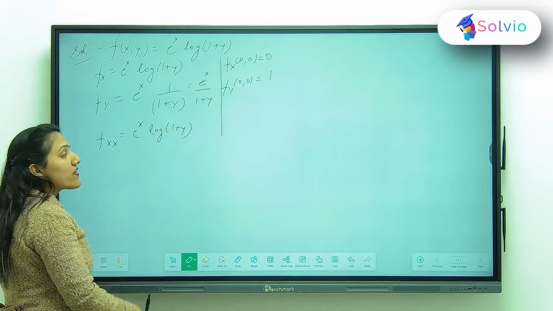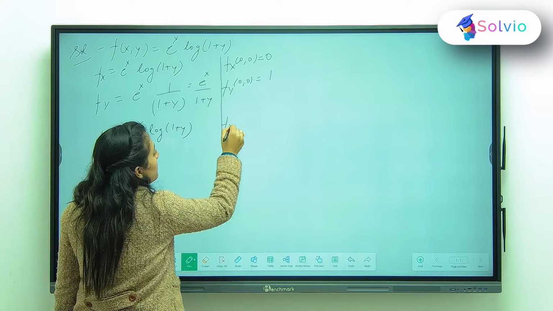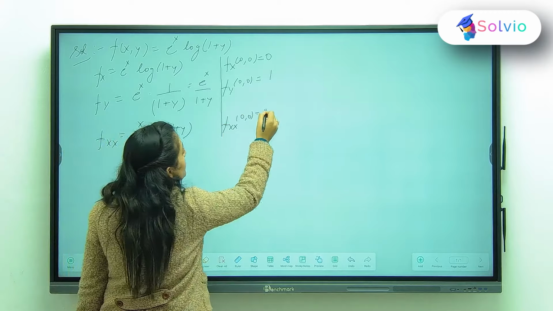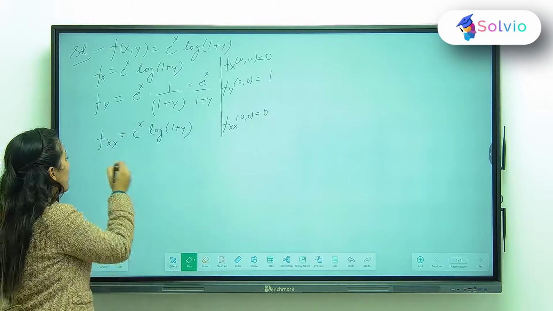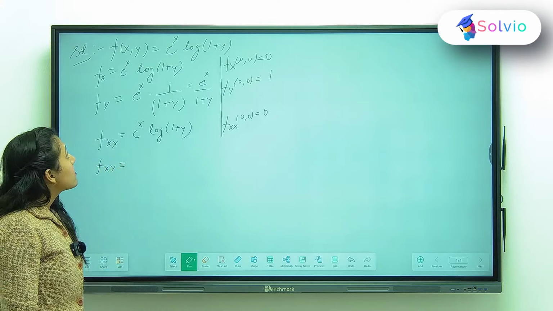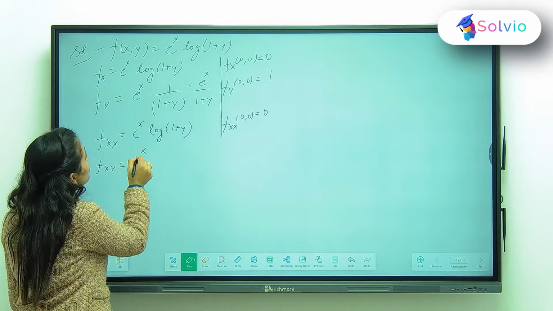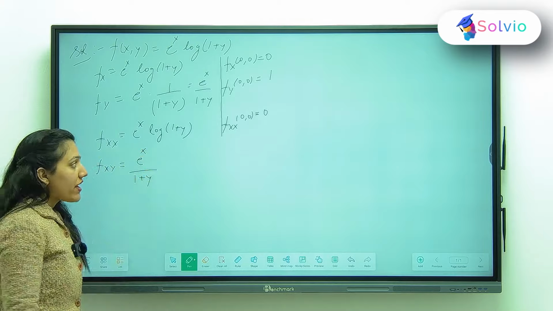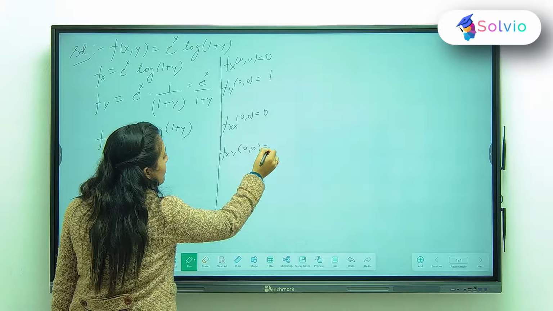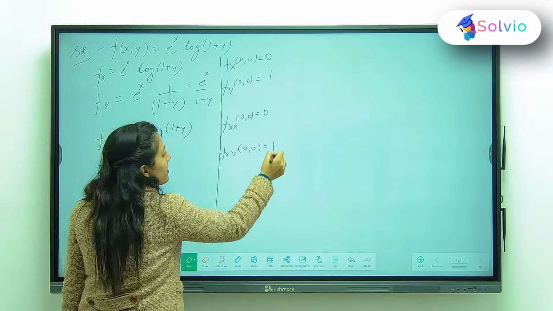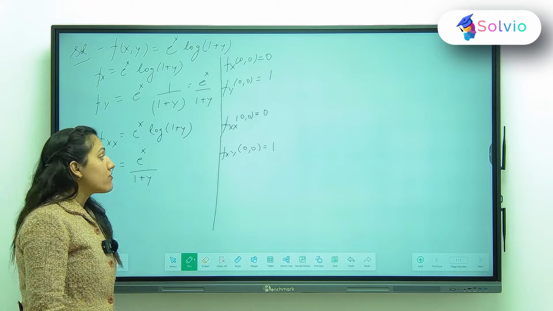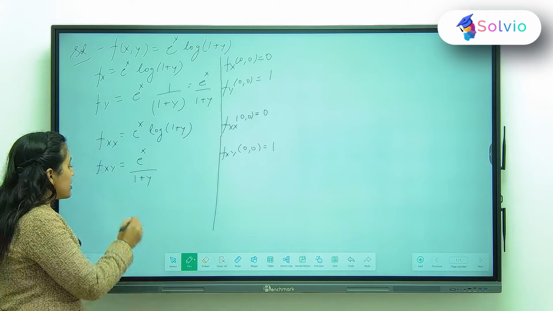Now put x, y equal to 0 comma 0, it becomes f of x comma x at 0 comma 0 will be equal to 0 because log 1 is 0. Now you need to find fxy. Here you need to differentiate fx again with respect to y. So it becomes e raised to power x divided by 1 plus y. Now the value of f x comma y at 0 comma 0 will be equal to 1 upon 1, 1. Clear?